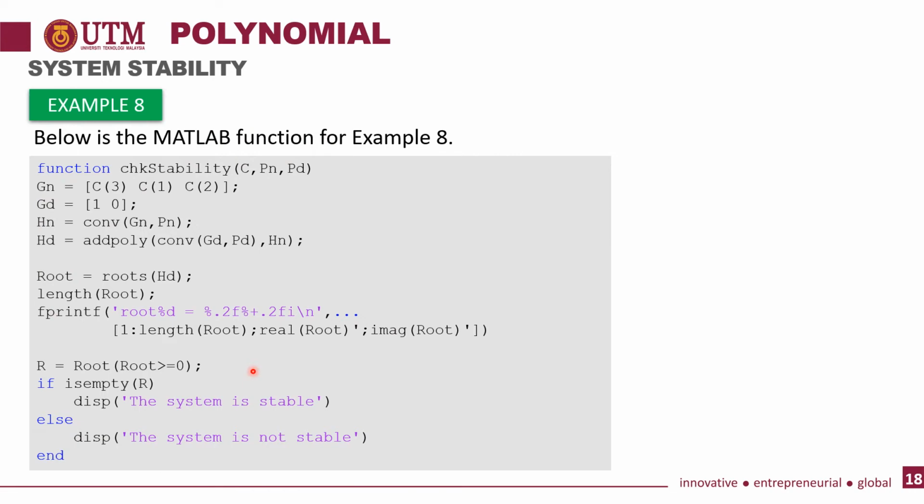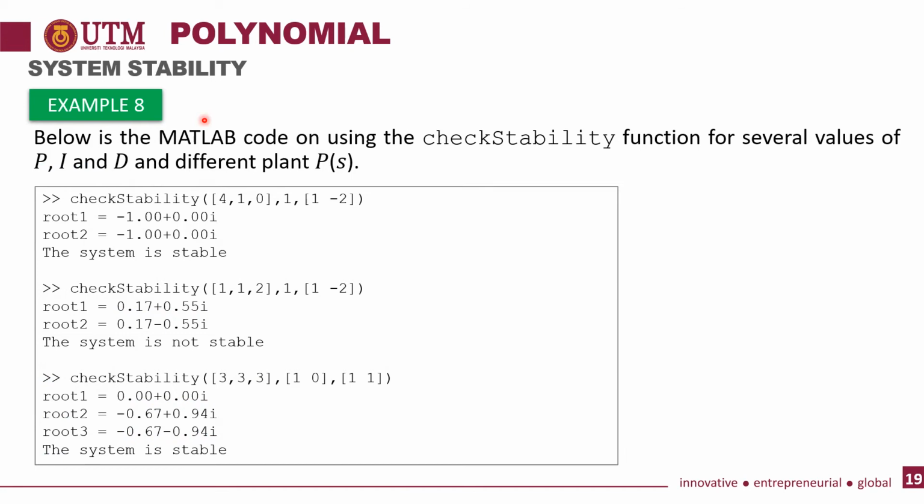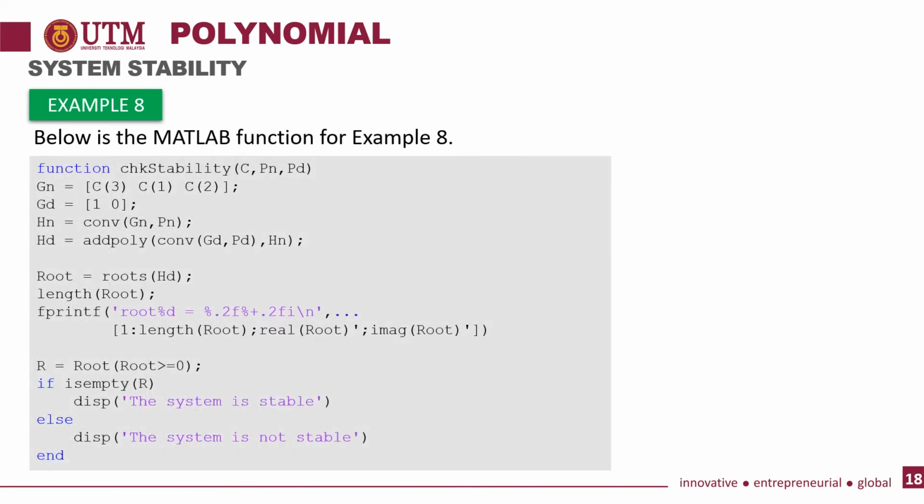Right, so this is how the MATLAB code is used by using the checkstability function for several values of PID and different plants. You can see here that this is the checkstability function that we already initialized in example 8. So this is how we can use it.